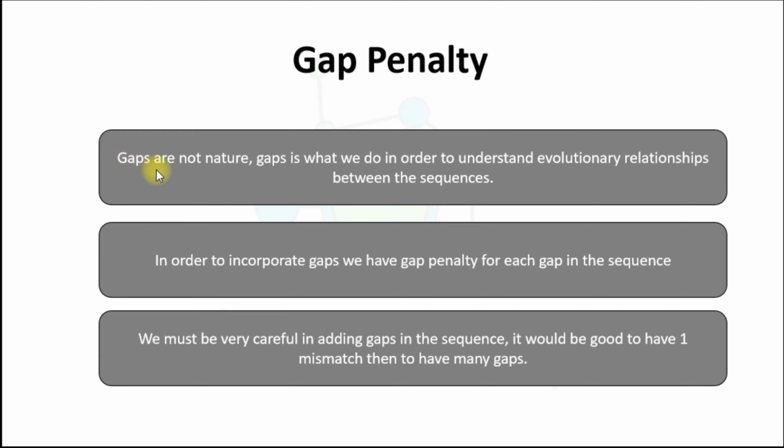Gaps are not nature. Gaps are what we do in order to understand the evolutionary relationship between the sequences. In order to incorporate gaps, we have a gap penalty for each gap in the sequence. We must be very careful in adding gaps in the sequence. It would be better to have one mismatch than to have many gaps.